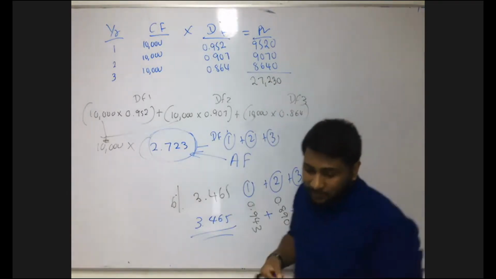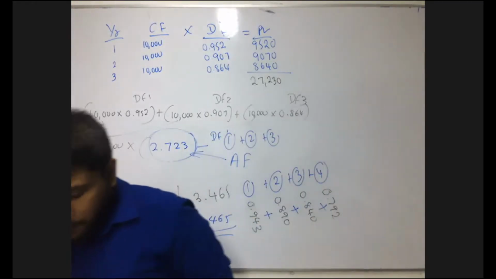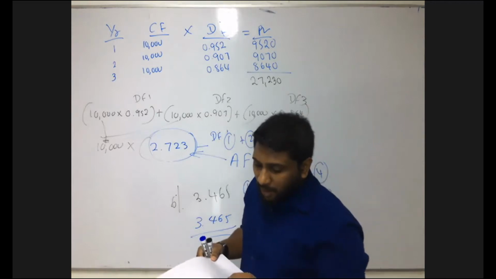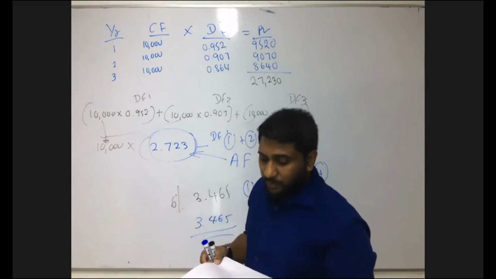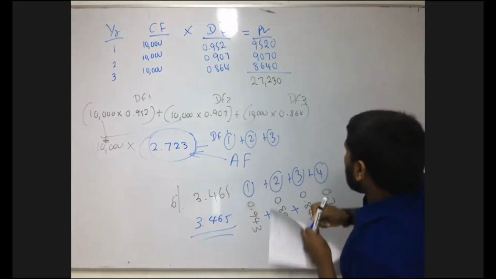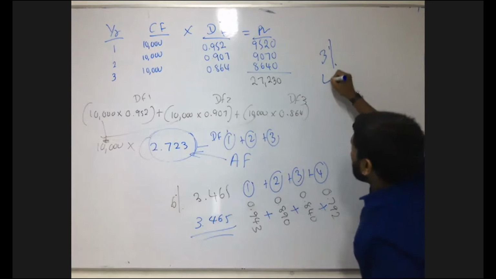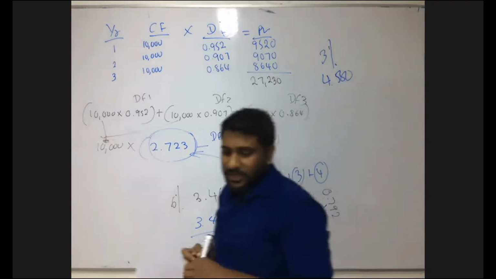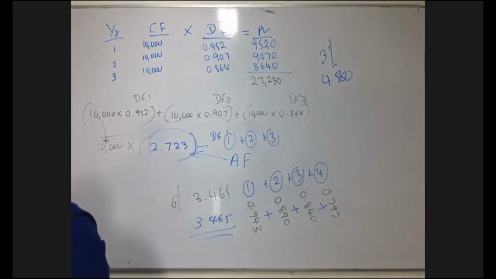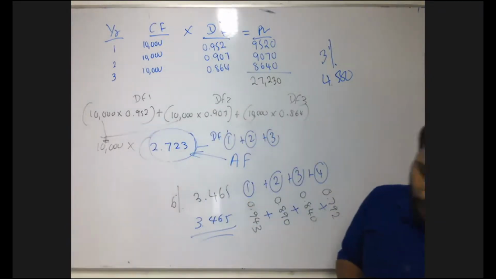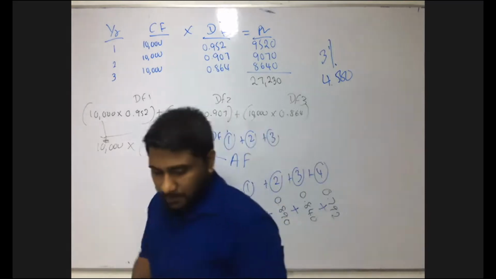Then you tell me, guys, by looking at the annuity table, what is the meaning of 4.580 under 3%? Under 3%, what is the meaning of 4.580? Tell me, guys, using the chat box. I need the reply in chat box.